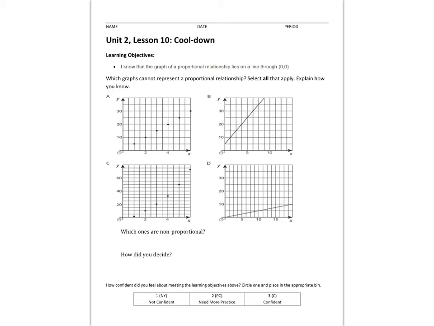In this cool down, it asks which graphs cannot represent a proportional relationship. It says to select all that apply and to explain how you know. So it's very important that you're not just telling us which ones are proportional, but you also have to explain how you know. So let's take a look at all of the graphs.